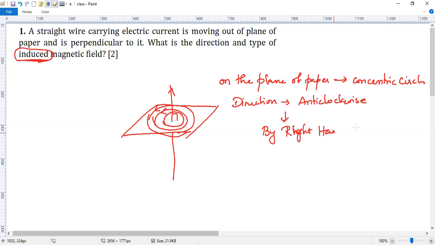So all these points should be mentioned in your answer. Clear? So what is it? For this one, on the plane of paper as concentric circles, you can see that either எழுதுறதுக்கு half plus half 1 mark. Again, direction is anti-clockwise, adukku half mark, and right hand thumb rule mention பண்றதுக்கு half mark. So totally 2 marks for this question.